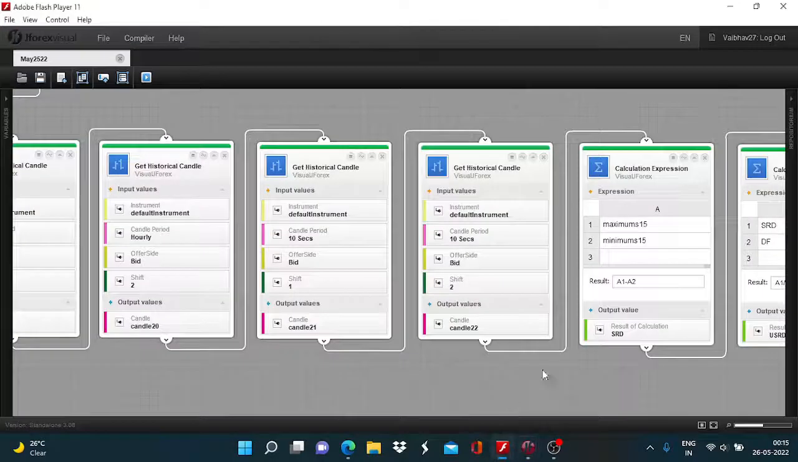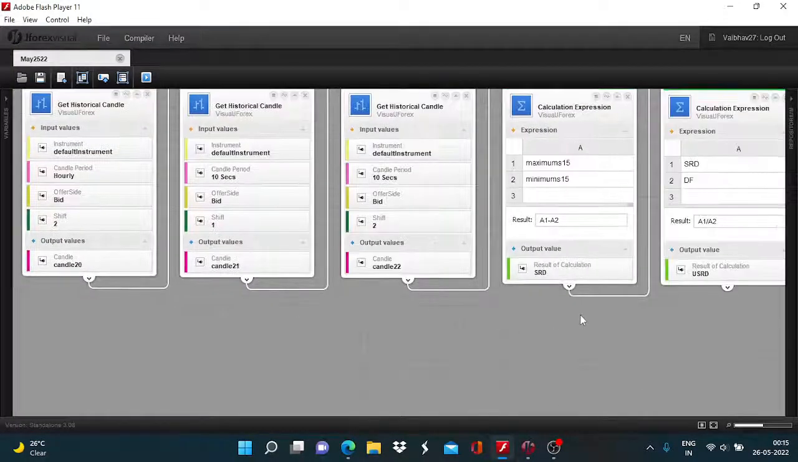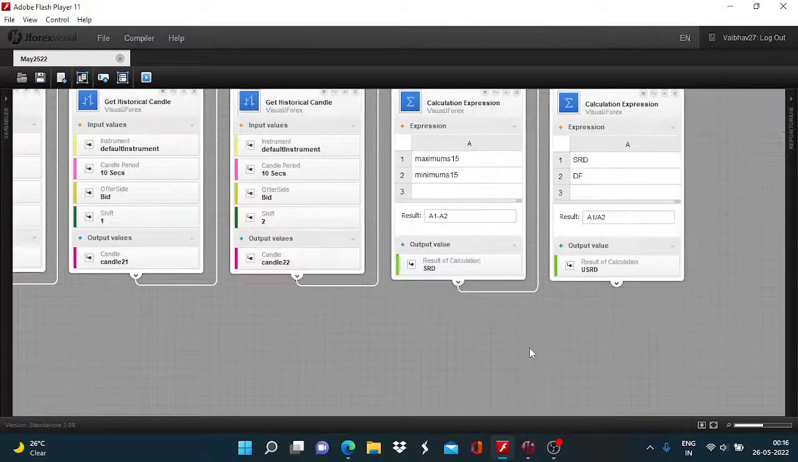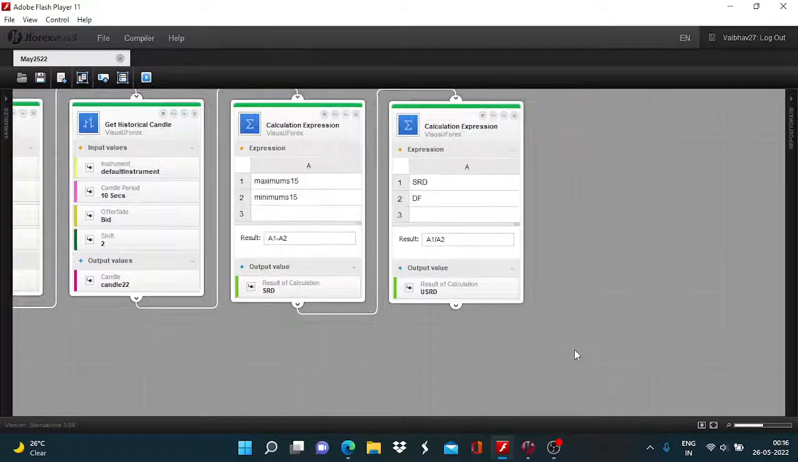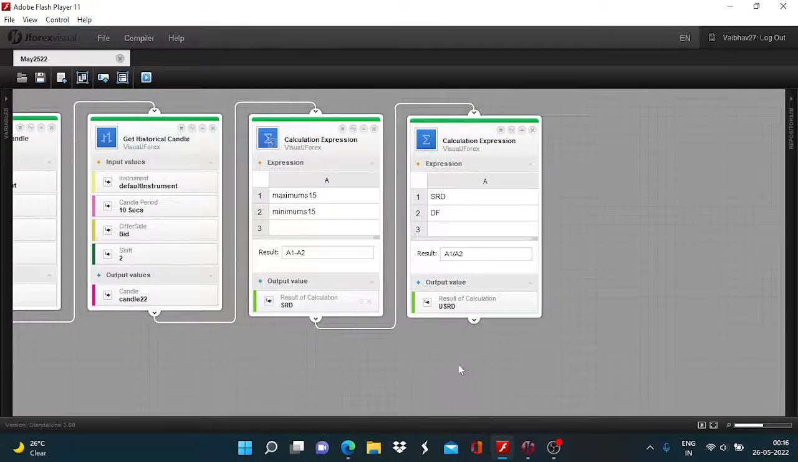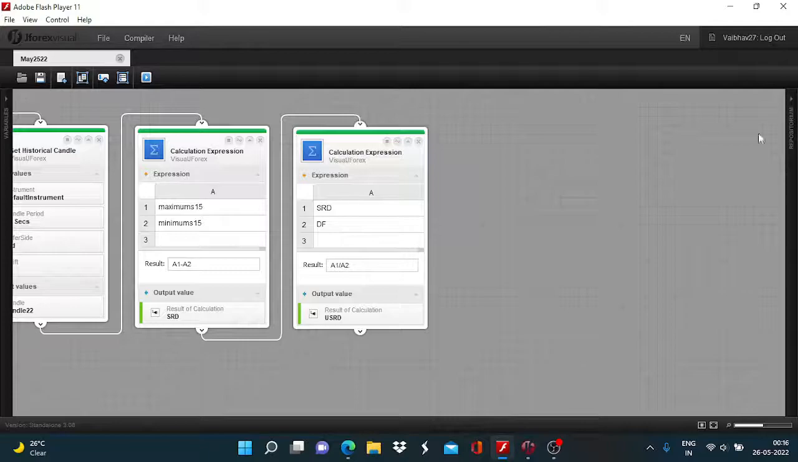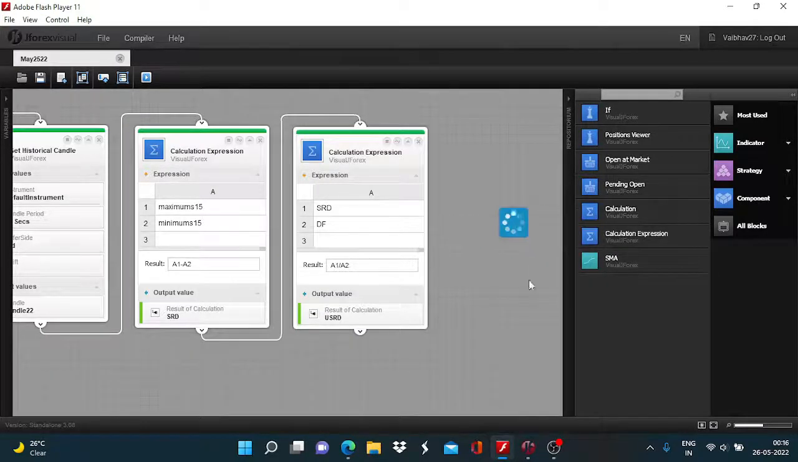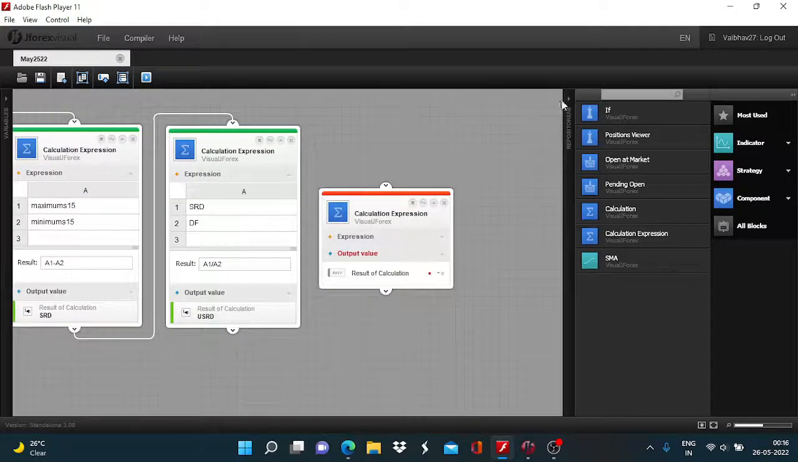Now let us head to the Visual JForex board to get the execution part done. So here we have to define a new variable, and the first thing which we will need to do is get the variable created which we will compare with the last hour's closing value. So for that I'm going to need a calculation expression block, and here it comes.